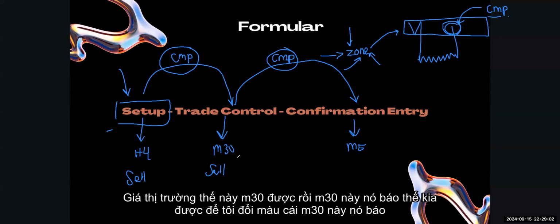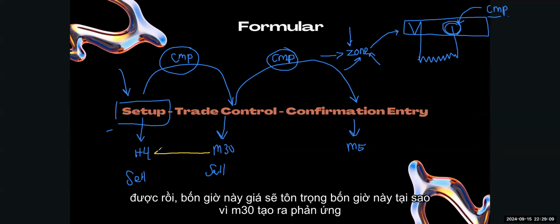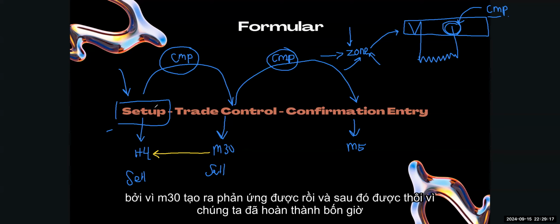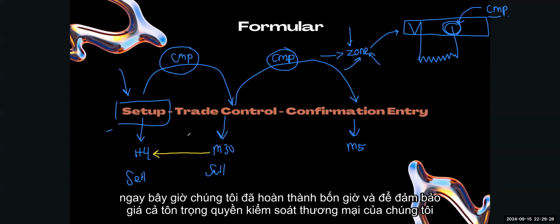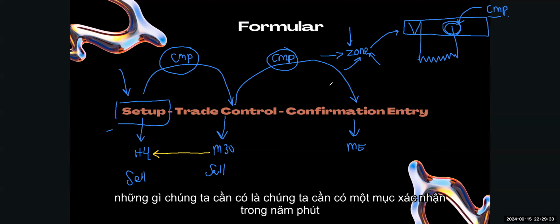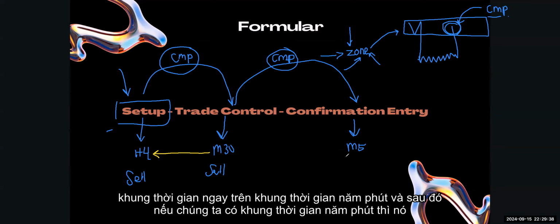So this M30, let me change the color. This M30 shows that the price is going to respect this 4-hour. Why? Because M30 created a reaction. And then since we're done with the 4-hour, to make sure the price respects our trade control, what we need to have is a confirmation entry, which is on the 5 minute time frame.